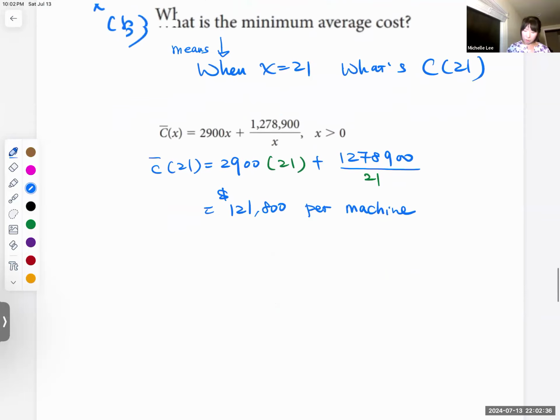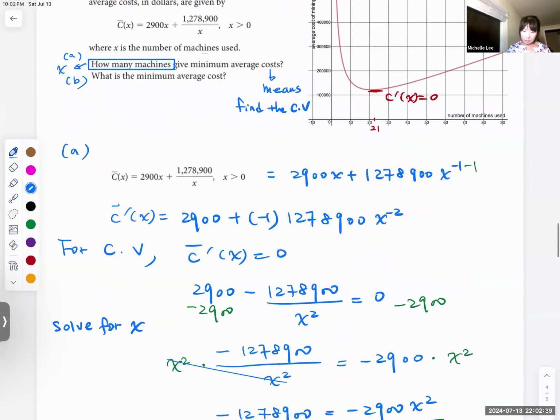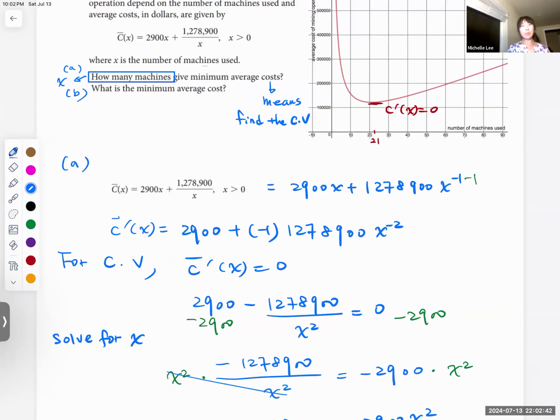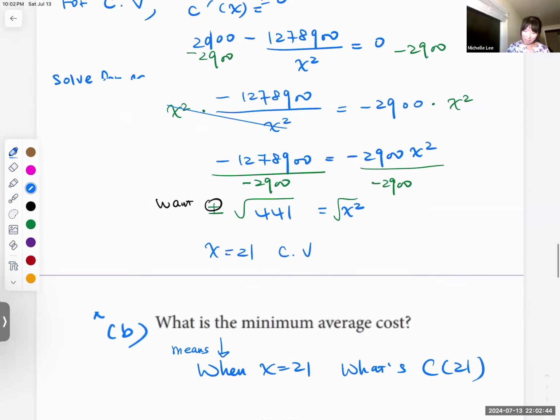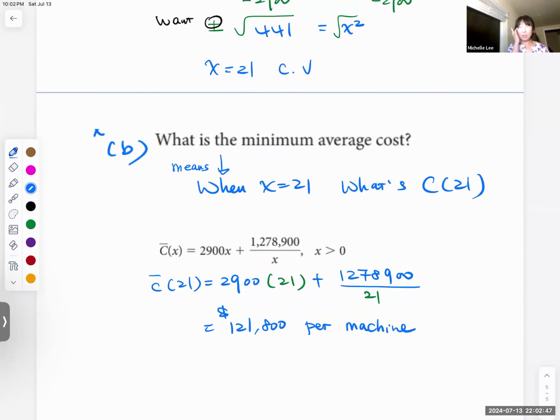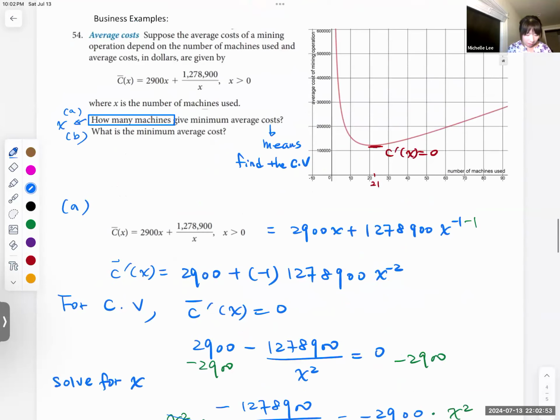Okay, so we just had that, the graph. Well, how much was it? 121,800. And this is when x equal to 21, we have $121,800. Yeah, it's okay? Okay, so let's try this one.